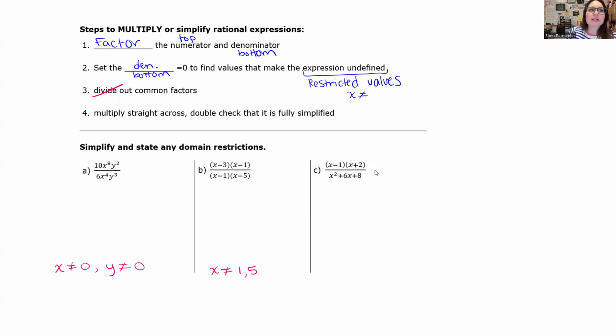To figure out the restricted values for this one, we have to factor the denominator first. The numerator stays the same. And y'all are going to get awesome at factoring. For the denominator, this is fast factoring. I don't give you anything more difficult than fast factoring.